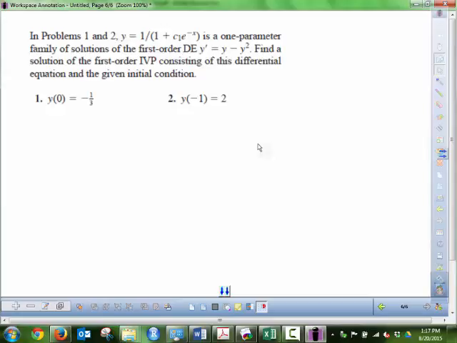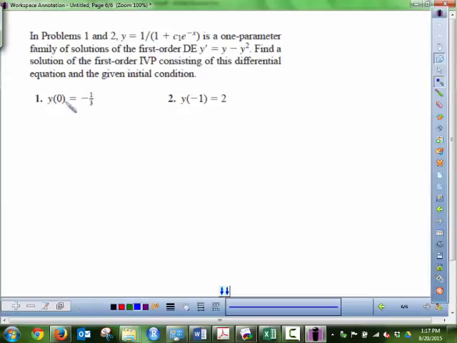So find a solution for the first order IVP, initial value problem, consisting of this differential equation and the given IC, initial condition, down below. These are two separate problems, so let's take them one at a time. For this one, if this is our x value, then your y value is negative 1/3.